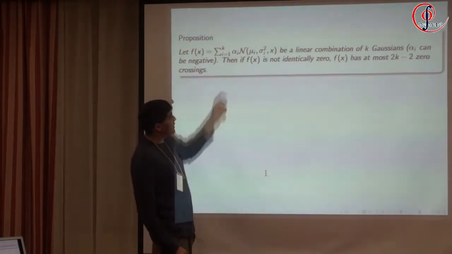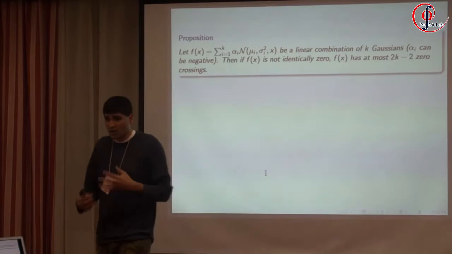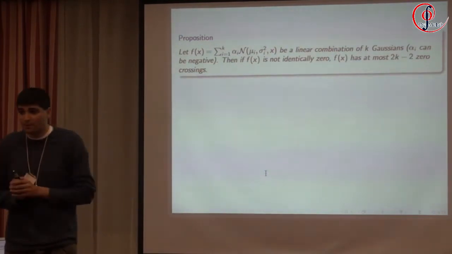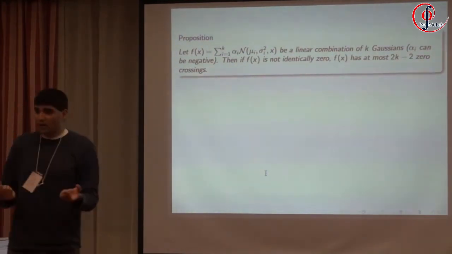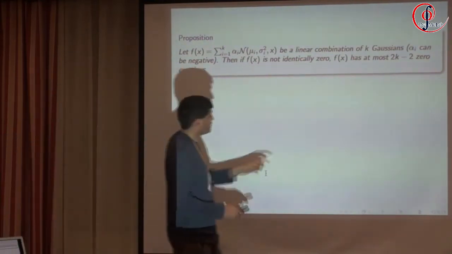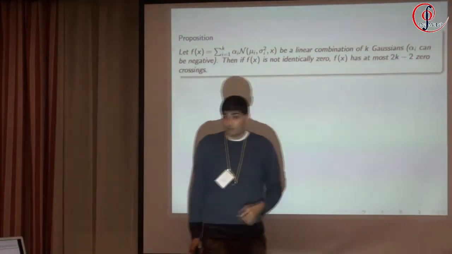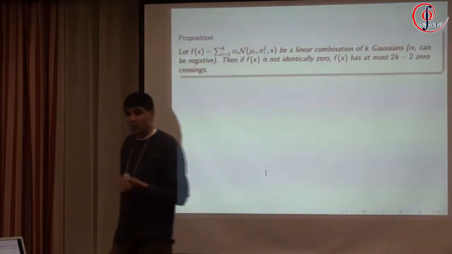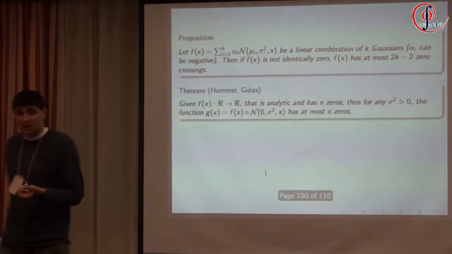Let's suppose we have a linear combination of k Gaussians. So we're allowing addition and subtraction of them. And in our setting, we would have a linear combination of 4 Gaussians. And what I want to show by induction is that the number of 0 crossings is at most 2k minus 2, which would give us 6 for the setting we're interested in.